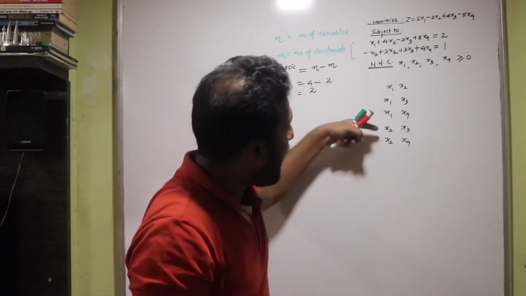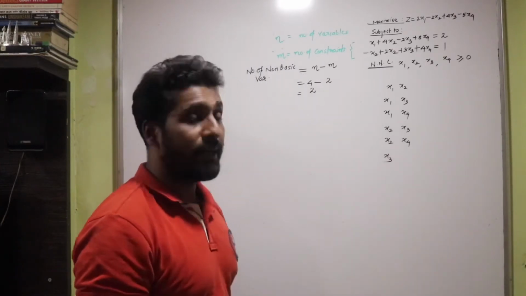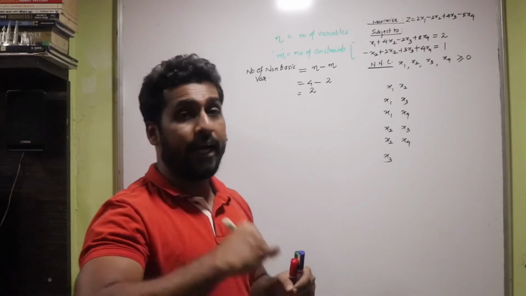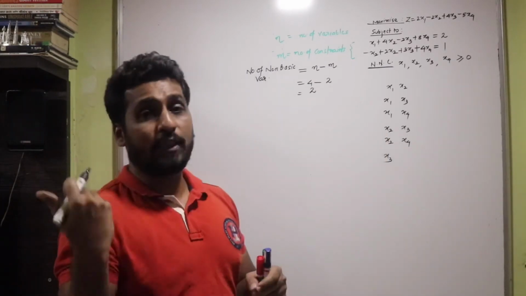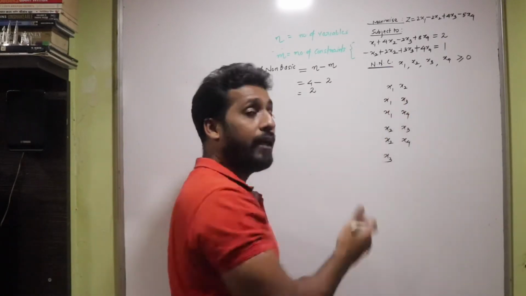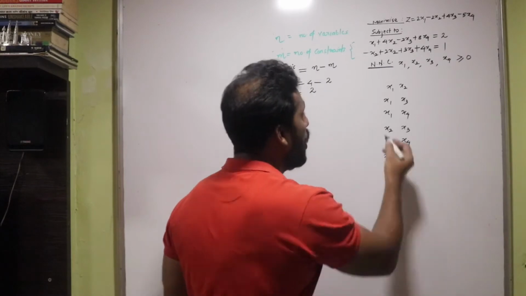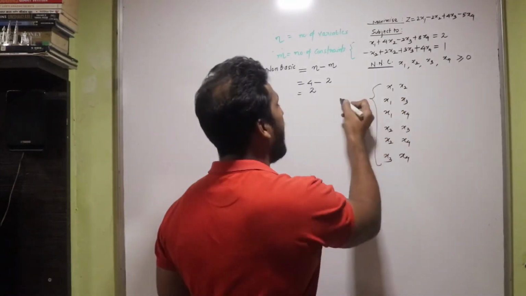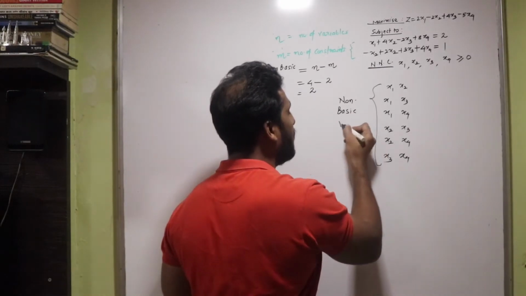So x1 is done, x2 is done. Next variable will be x3. So x3 becomes my next variable. Again don't go back. x3, x2, no need to take, already taken. x3, x1, no need to take, it is also already taken. So go ahead, x3 and x4. So these are called the non-basic variables. Did you get that?